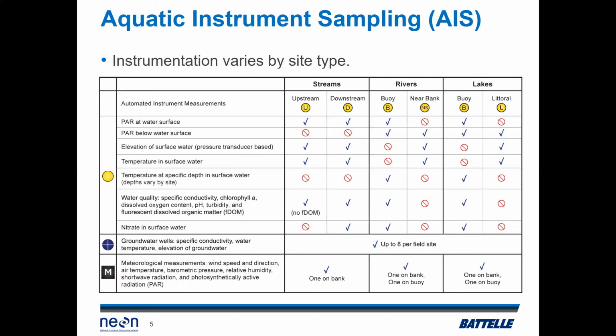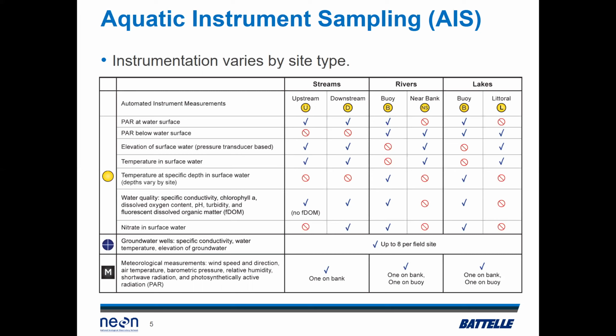There's between 4 and 6 groundwater wells for each stream site, which measure groundwater elevation, temperature, and conductivity. There's also an onshore MET station. This is sort of a scaled down version of the towers that they have at our terrestrial sites. And there they measure temperature, pressure, humidity, wind speed, and direction.